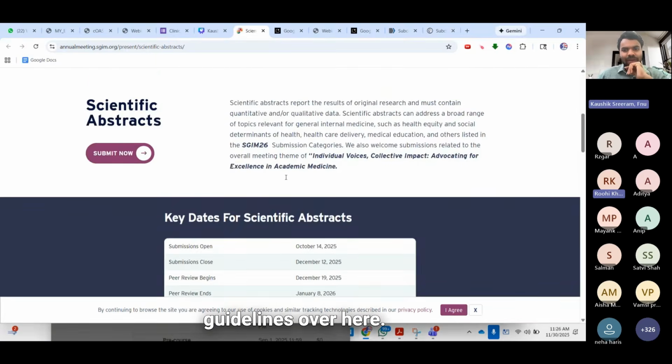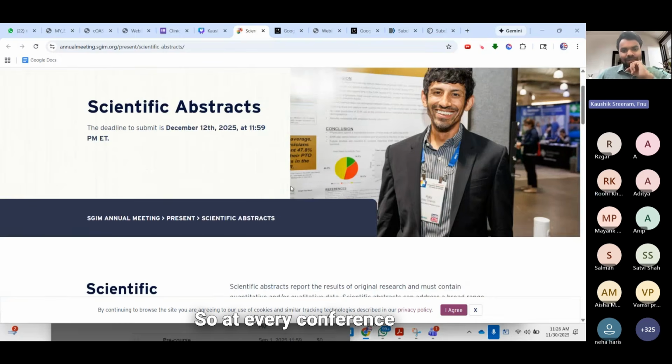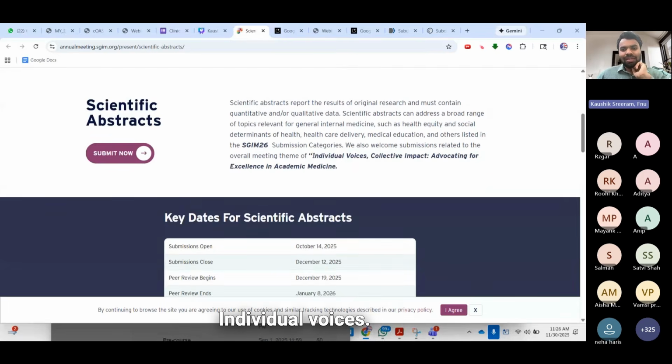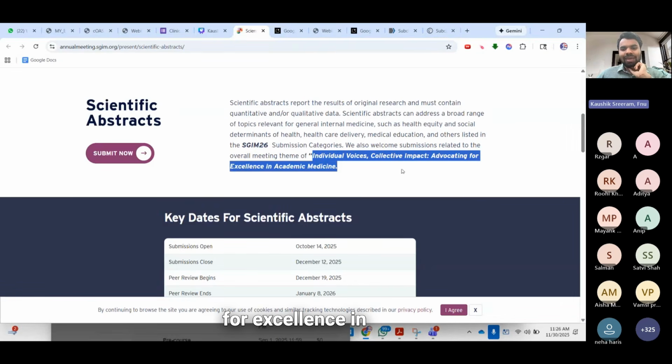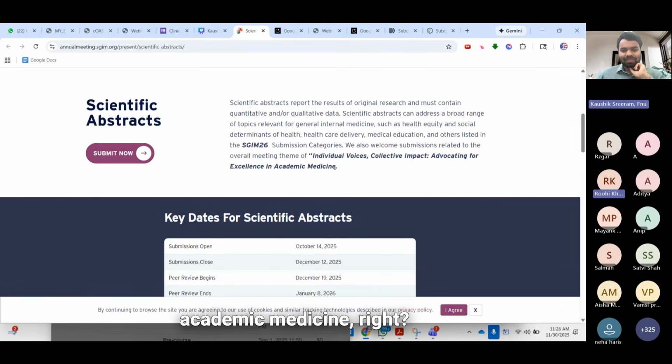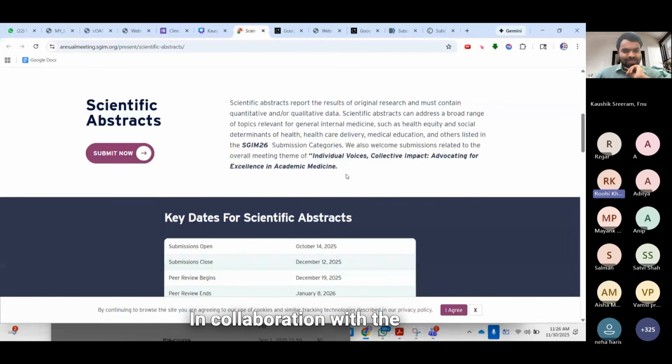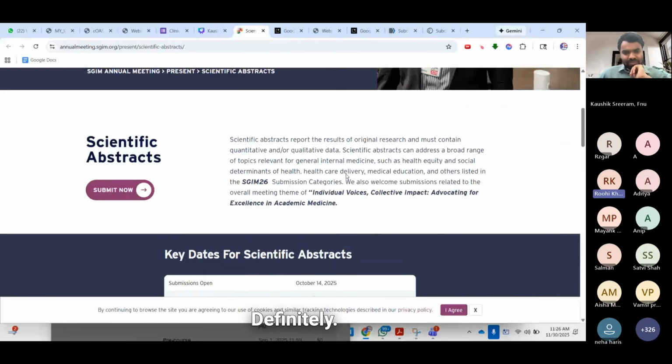So let's go to the submission guidelines over here. At every conference, they will have a statement. What do they care about? Individual voices, collective theme, advocating for excellence in academic medicine. Right? Ruhi, let me ask you a question. In academic medicine, you want the patient's voice to be heard, right? In collaboration with the people who are advancing medical literature, definitely.